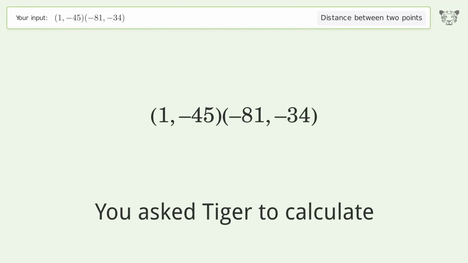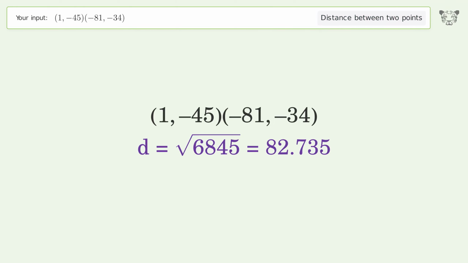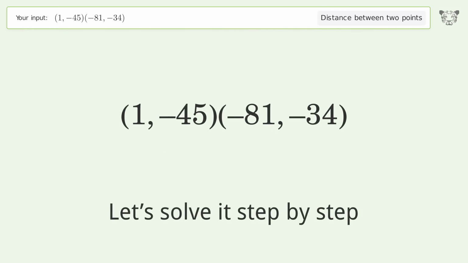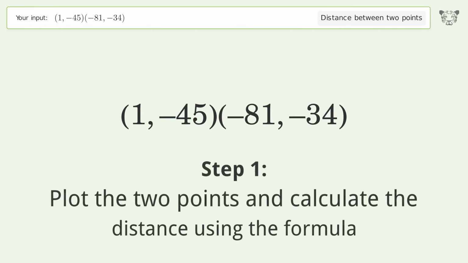You ask Tiger to calculate. This deals with the distance between 2 points. The distance between the 2 points is the square root of 6,845, or 82.735. Let's solve it step by step. Plot the 2 points and calculate the distance using the formula.